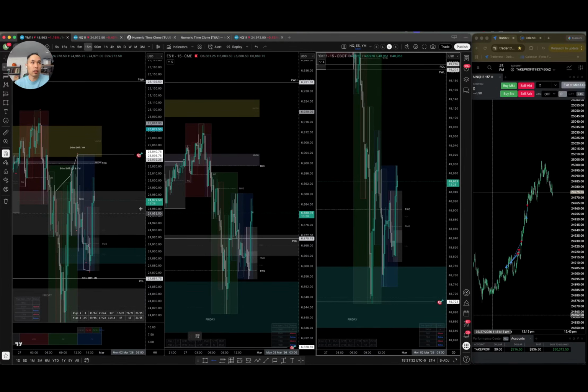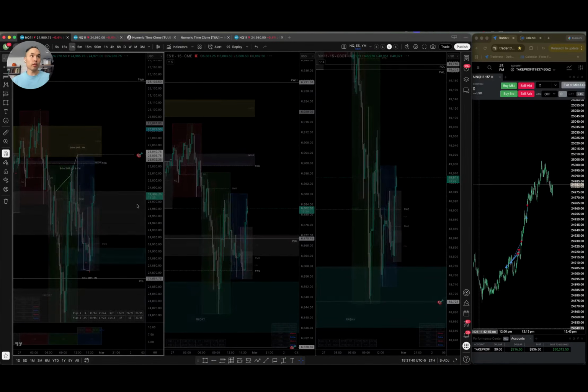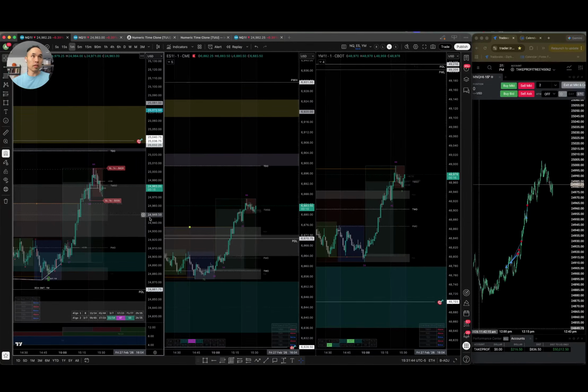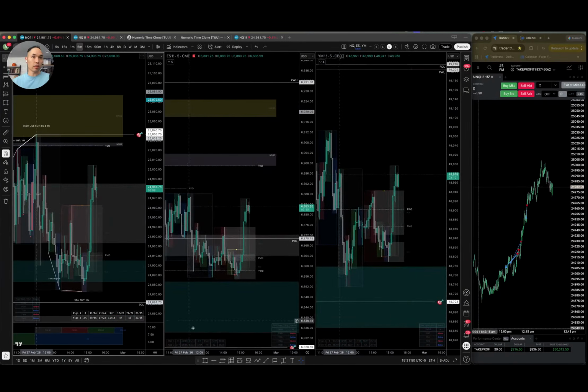and yeah, but I'll just tape read. Might not take a trade. I might not. Maybe 2 micros, 1 micro, just to dabble. But I would like to see another maybe micro SMT, nano SMT down here before going higher. So let's see.